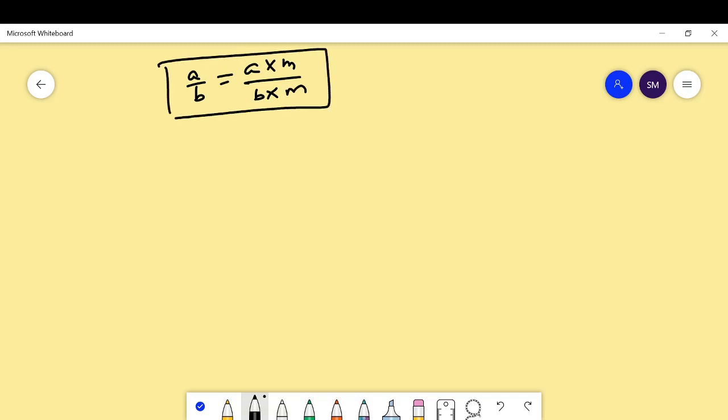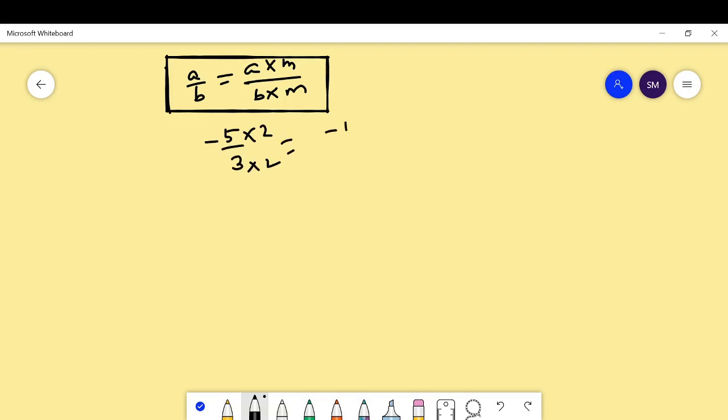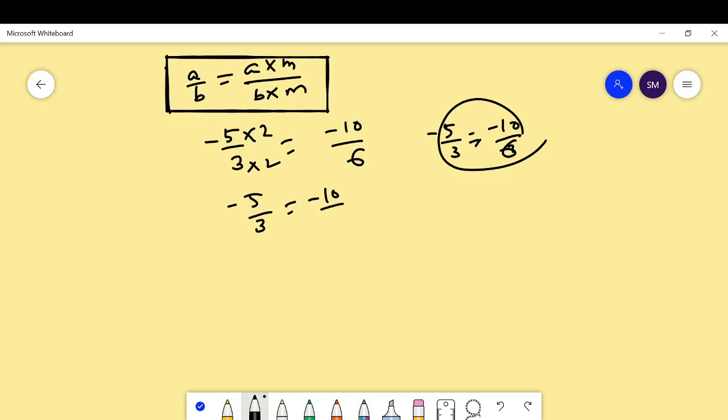This means when we multiply the same integer in both numerator and denominator, there will be no change in the rational number. Then they are called equivalent rational numbers. Suppose minus 5 upon 3. If we multiply 2 in both numerator and denominator, we get minus 10 upon 6. Minus 5 upon 3 and minus 10 upon 6 are both equivalent rational numbers, meaning the value of minus 5 by 3 is equal to minus 10 upon 6.